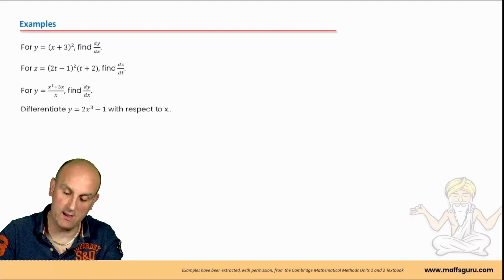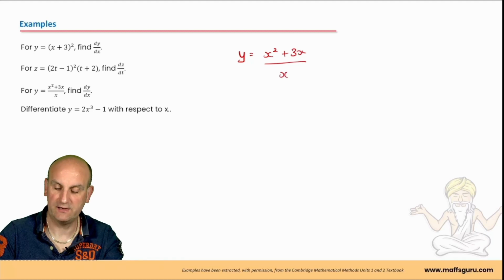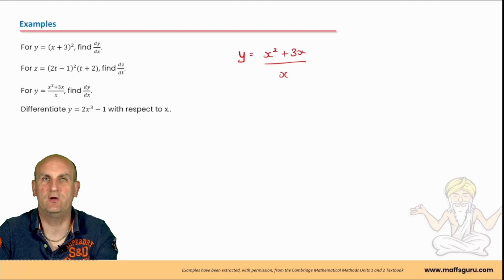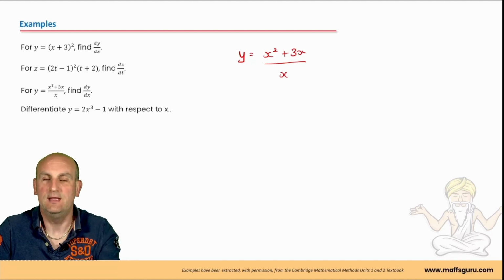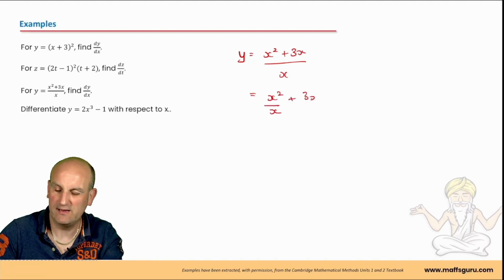So what have we got here? We've got y is equal to x squared plus 3x, all on x, find dy by dx. Now again, the shame of methods is we try and trick you with all sorts of stuff. So here, you can't actually differentiate that. Later on you will be able to, because we use the quotient rule, but it actually makes life easier if we realize that we can split that up into x squared on x plus 3x on x.